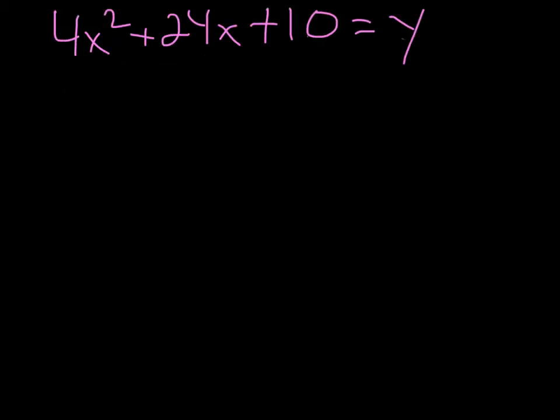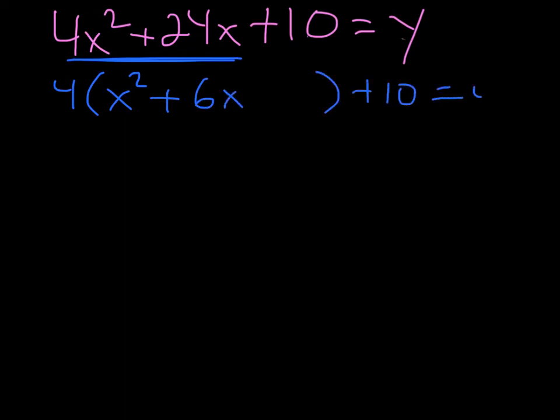So in this second example, I already have my y set off by itself, so all I need to do is focus on completing the square for the x's. If I have a leading coefficient, I need to factor that out, so that's going to be 4. So then I have x squared plus 6x, I'm going to leave a little space, and then plus 10 equals y. So all I did so far was factor out the GCF.